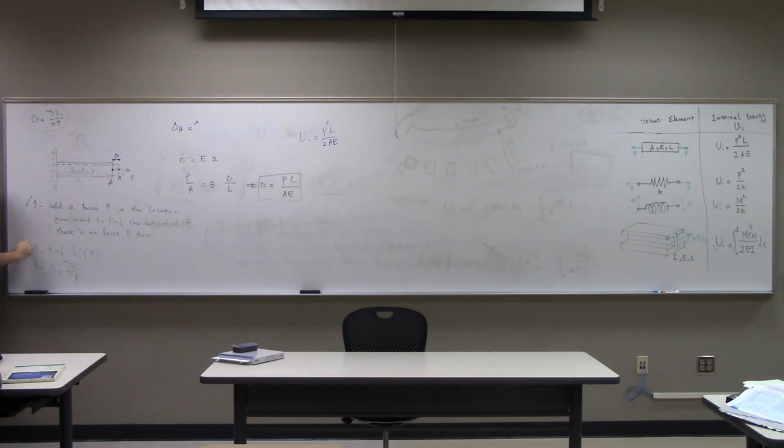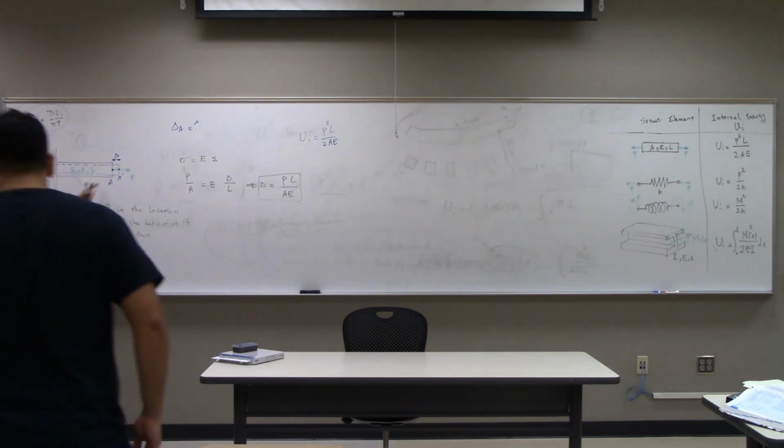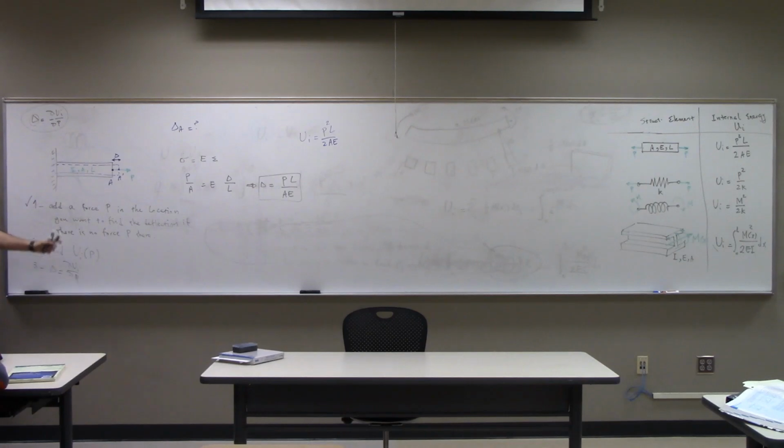And also step 2 done. But I already have a P here. Already have my internal energy from the table. Right? And then the last step, what should I do?